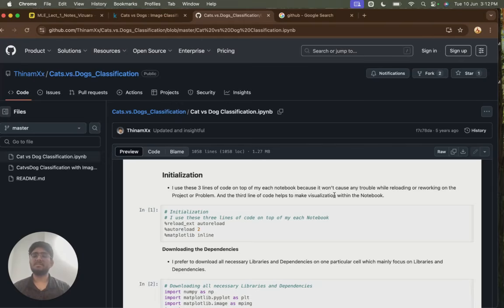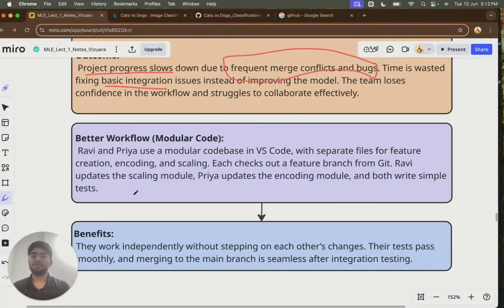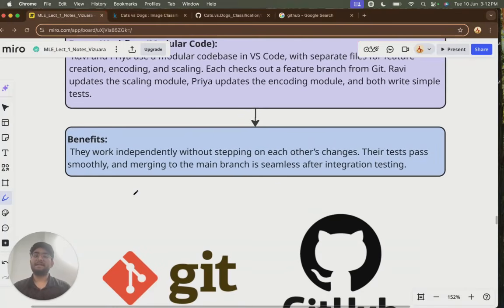So this is how you should try to optimize the way you work. Using GitHub as a tool here will help you develop the code more effectively. So this is how you can integrate GitHub into your daily practices. And then you work independently without stepping on each other's changes. Their tests pass smoothly and merging to the main branch is a seamless integration after testing.